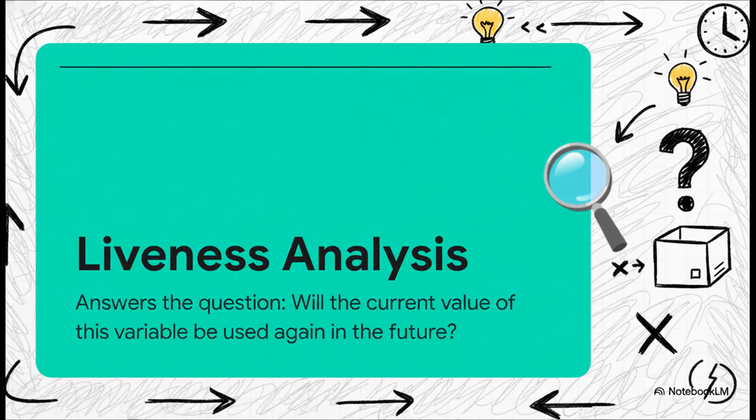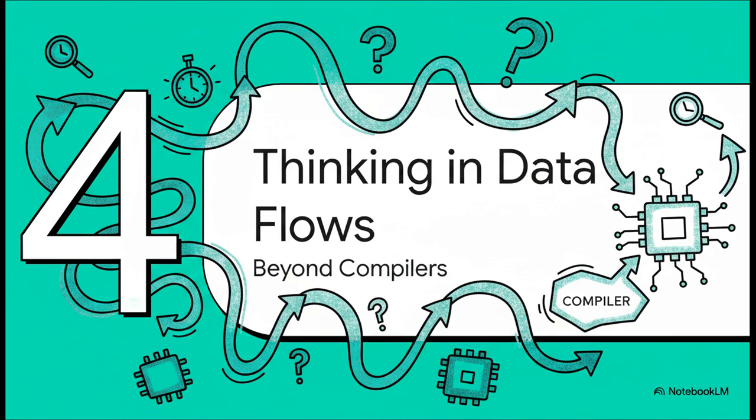Now, another key analysis looks in the total opposite direction. It's called liveness analysis. In this case, the compiler looks forward and asks a different question. Will the current value of this variable actually be used again somewhere down the line? If the answer is no, then that value is considered dead. And, well, if a value is dead, there's absolutely no need to keep it around. And that is exactly how the compiler knew it could safely remove that redundant store instruction from our very first example.